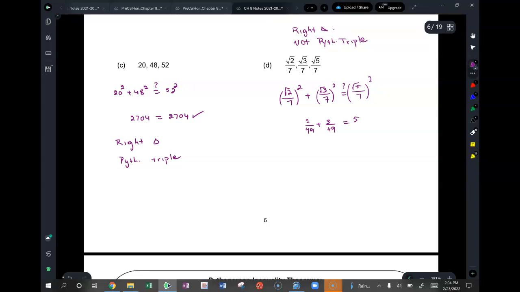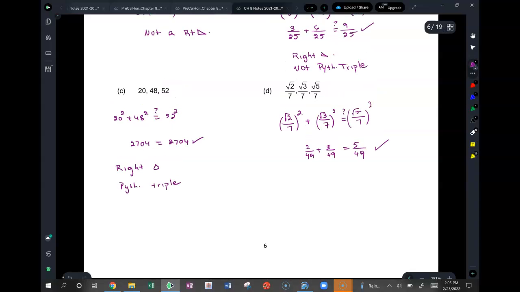So 5 over 49. I did what I tell my children not to do, which is if you rush, it makes you go slower because you make all these mistakes and have to do it twice. And that's exactly what happened to me. I wasted more time. So this is a right triangle. Is it a Pythagorean triple? No. Okay, so here's the deal about Pythagorean triples.